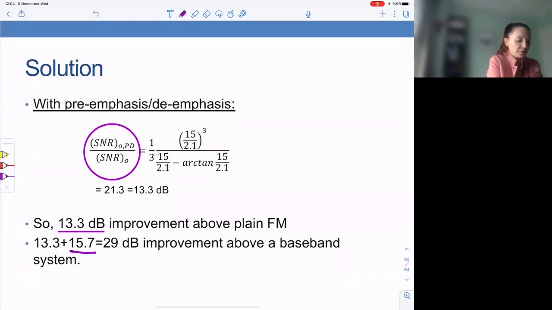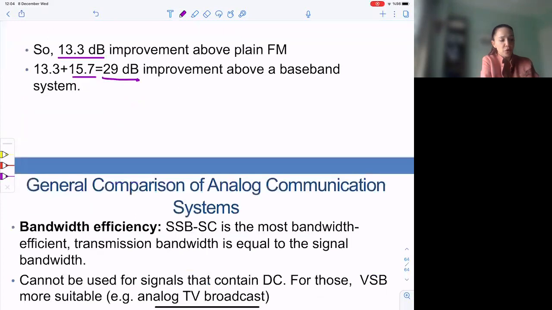Plain FM already had a 15.7 dB improvement with these values compared to a baseband system, because we computed the figure of merit to be 37.5. So overall, there's a 29 dB improvement above baseband. So if you're going to use FM, it is important that you use it together with pre-emphasis, de-emphasis. Otherwise, you're leaving your system disadvantaged for no reason.